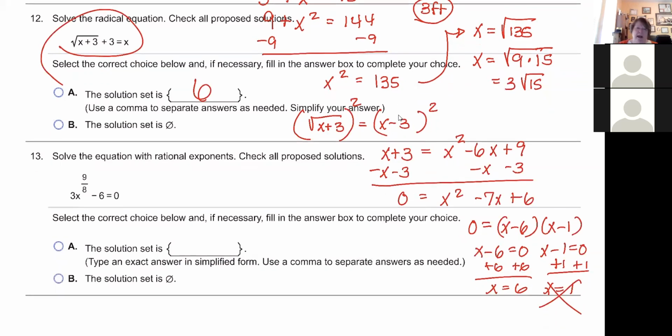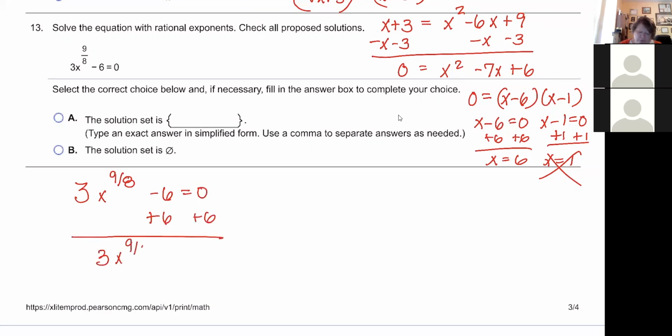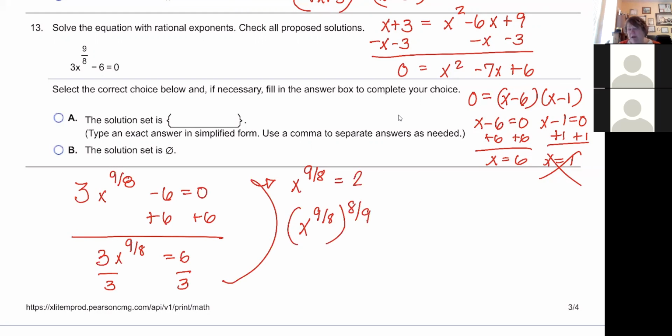All right, problem 13 is a rational exponent. And to solve a rational exponent, you need to isolate the x all by itself. So first thing we're going to do is get the 6 over to the right-hand side. And divide by 3. And then to solve for x, we need to get rid of the 9/8. And the way we do that is we raise both sides to the 8/9. Because when you raise a power to a power, you multiply the exponents. 9/8 times 8/9 is 1. And you're done. Because that is an acceptable answer. You don't need to write it any other way. So 2 to the 8/9 is the answer.